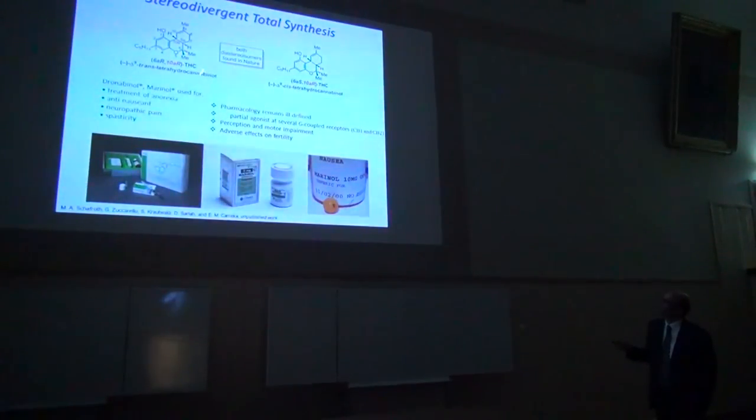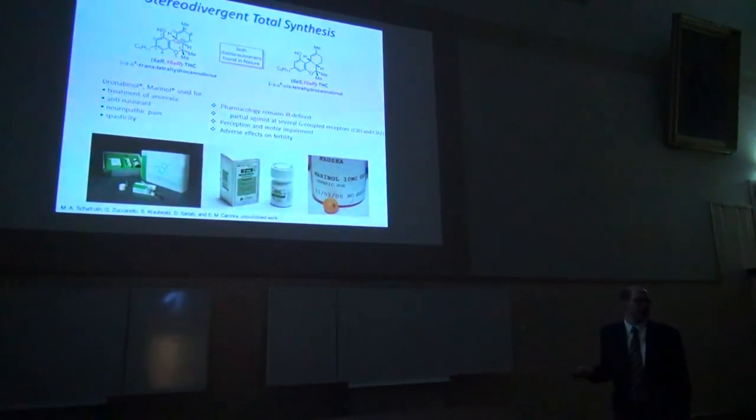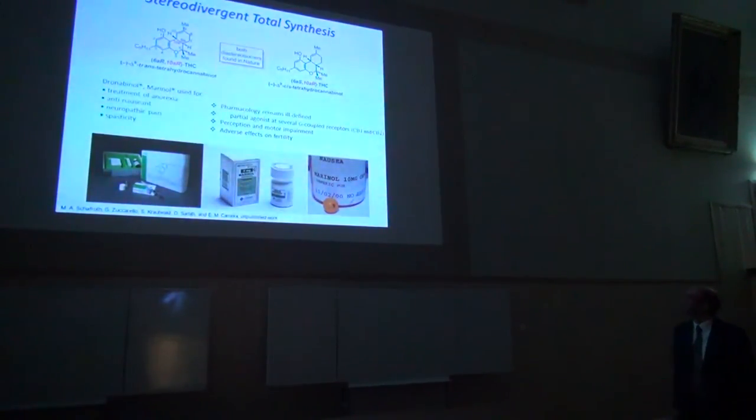And this is a well-known compound, tetrahydrocannabinol, which enjoys, I guess, wide usage in one sense of the word, but also use as a therapeutic agent for the treatment of anorexia, as an anti-nauseant, for the treatment of neuropathic pain and spasticity. It turns out that its pharmacology remains largely ill-defined, and people believe that it is a classic case of polypharmacology, a compound that might be hitting a number of different receptors.